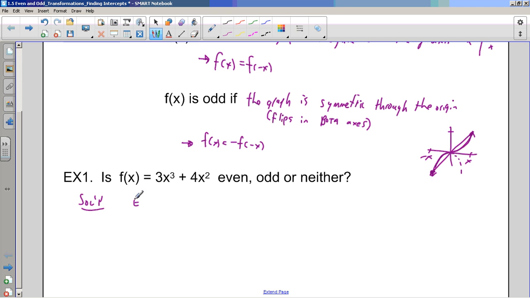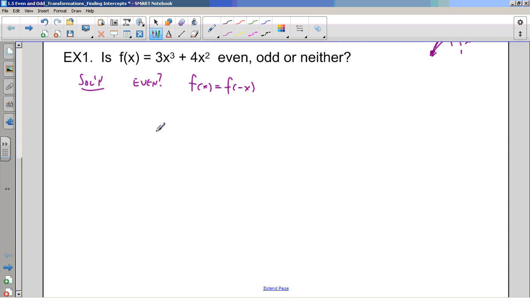First of all, let's check out even. It's even if this is true. Well, let's see if we can prove this is true. How do we prove something is true? I'm going to try the left side and the right side, just like we did in grade 11 trigonometry. So the left side is just f at x, which is just this function. That's kind of like the goal. Can we make the right side equal that?